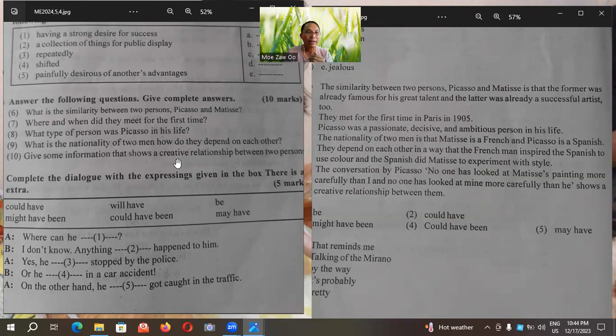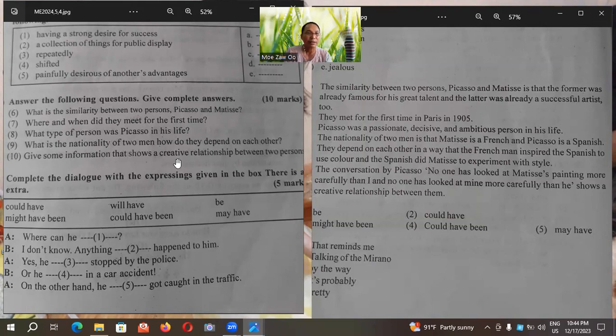Okay. Number 9. What is the nationality of the two men? How do they depend on each other? They depend on each other in a way that the Frenchman inspired the Spanish to use color and the Spaniard inspired Matisse to experiment with style.